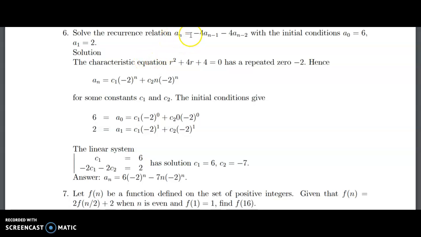So it is similar to the previous problem, and you find the characteristic equation similarly. Replace an with r squared, an minus 1 with r, and an minus 2 with 1. Move each term to the left-hand side, and you get this equation. Quadratic equation, easy to solve. It has a repeated 0.